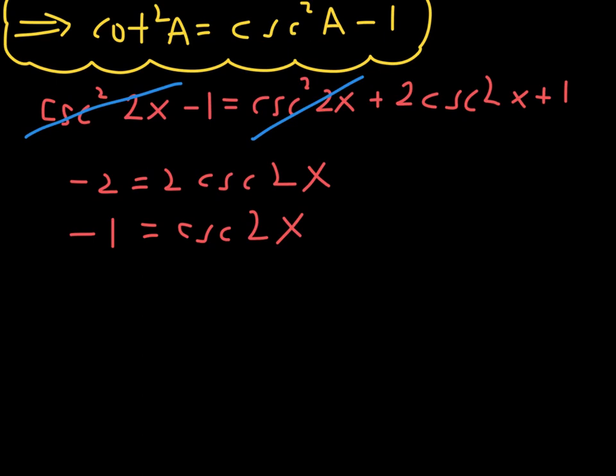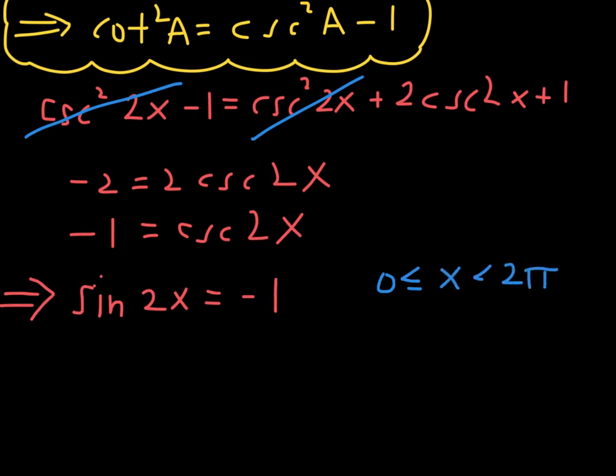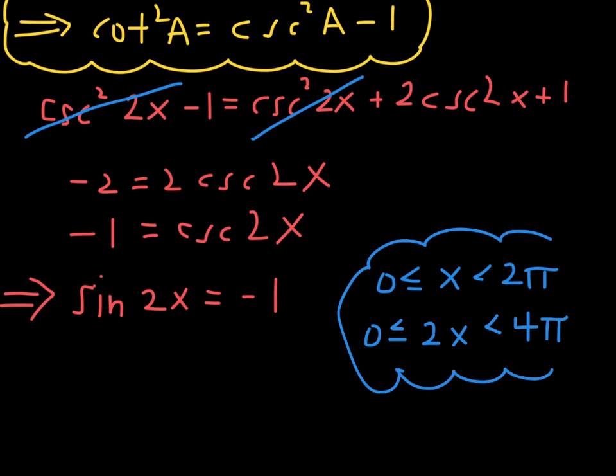If cosecant of 2x is equal to negative 1, that means sine of 2x is equal to the reciprocal of negative 1, which is also negative 1, right? What I used there is the reciprocal identity. Now, I hope you're used to this now. We want to solve for x, and x is between 0 and 2 pi, right? But at the moment, we have the argument 2x. So that means 2x will be between 0 and 4 pi, right? When you multiply everything by 2. So remember that when you're substituting things in for 2x.